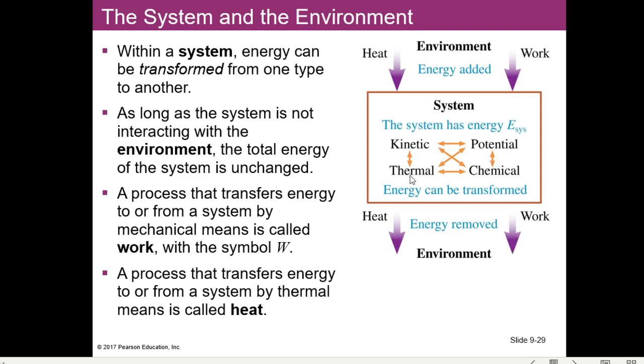You can also change the kind of energy inside the system. So kinetic can become thermal or potential or chemical or atomic. I mean, there are lots of kinds that we're not even listing here. So in this course, we're just going to be talking about kinetic and potential and thermal, though. So this chemical is sort of beside the point.